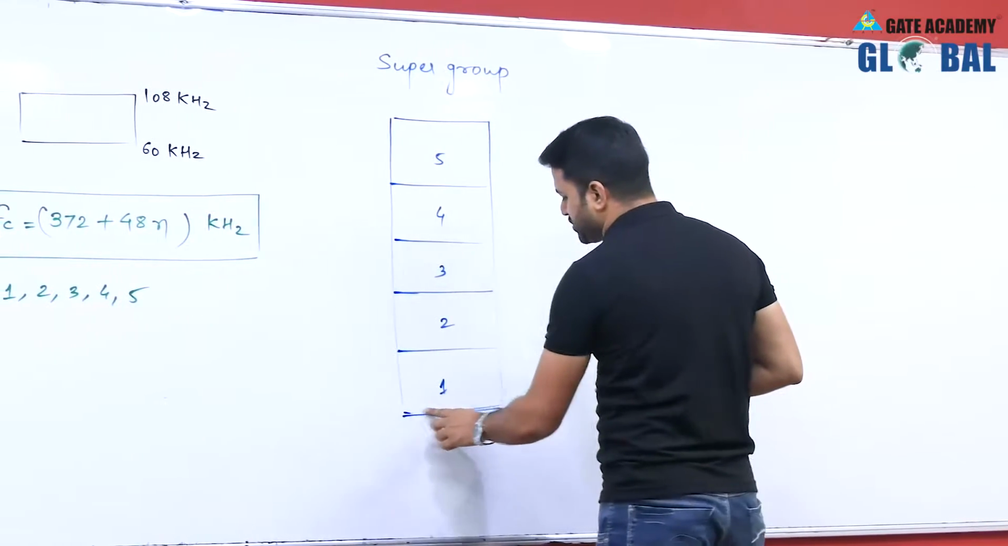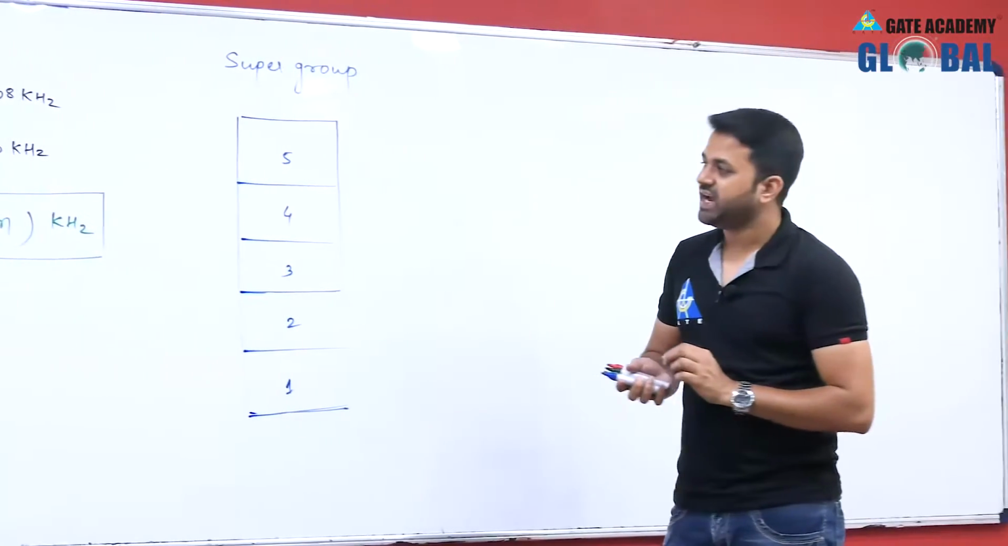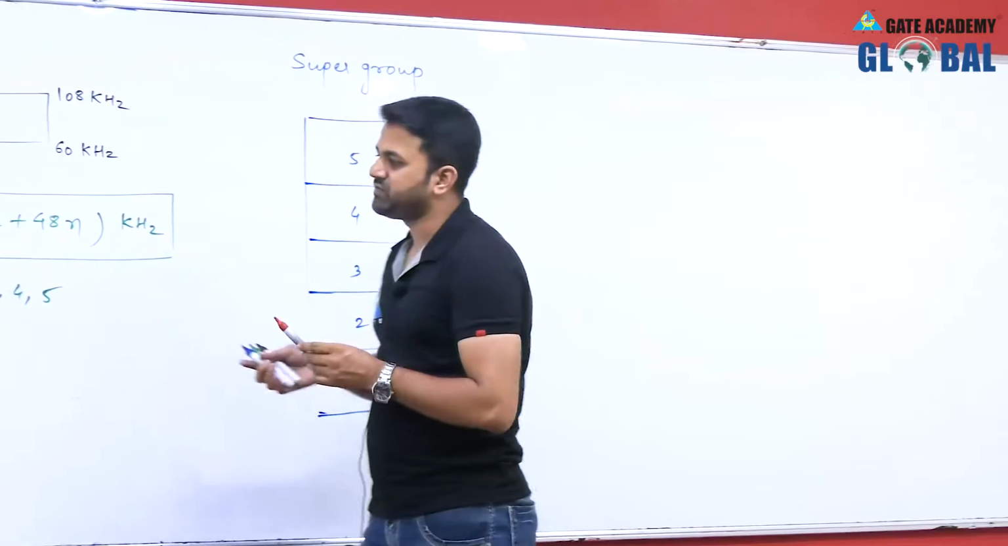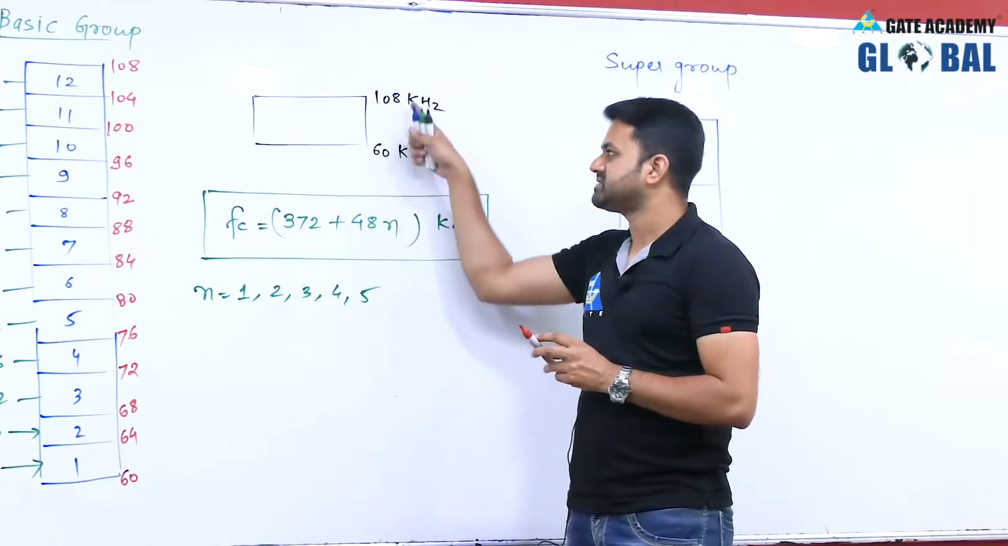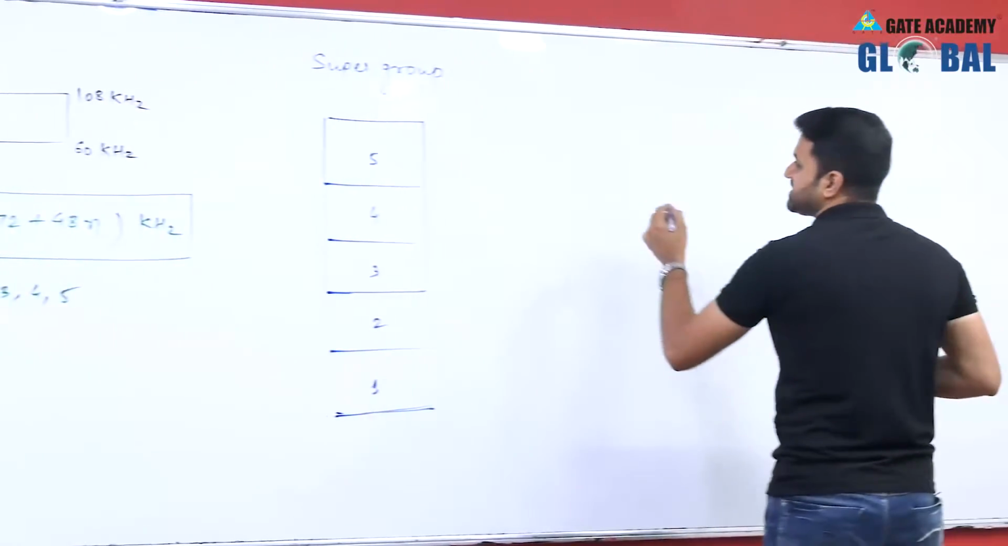The question may be asked up to this group only, that is super group. So what is the range of this super group in FDM? It can be asked, and if it is asked, then you have to calculate with the help of this particular carrier frequency and this as message signal. So let us calculate it.